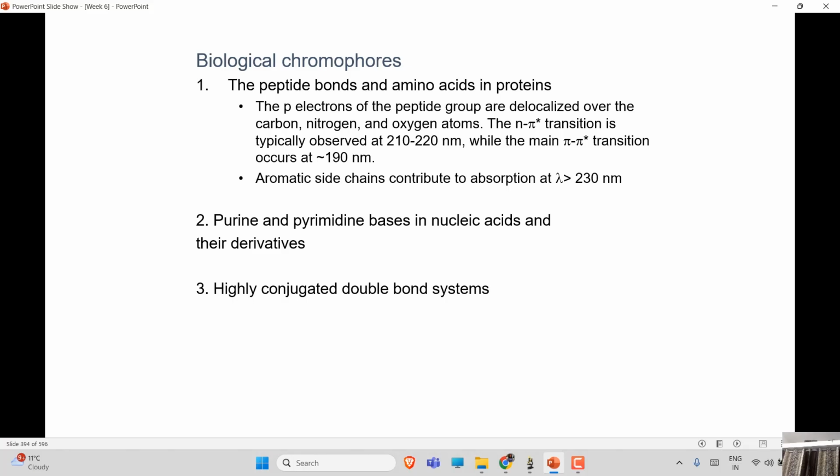So you have the biological chromophores: the peptide bonds and amino acids in proteins. The pi electrons of the peptide group are delocalized over the carbon, nitrogen and oxygen atoms. The n to pi star transition is typically observed at 210 to 220 nanometers, while the main pi to pi star transition occurs at 190 nanometers. Aromatic side chains contribute to the absorption at greater than 230 nanometers, and purine and pyrimidine bases in nucleic acids and their derivatives are highly conjugated double bond systems.